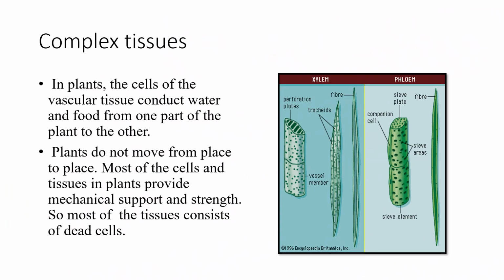Complex tissues. Yes, it includes xylem and phloem, or we can say vascular bundle. It helps in conduction of food and water. Because plants do not move from place to place, most of the cells and tissues in plants provide mechanical support and strength. Because of that, most of the tissues consist of dead cells.